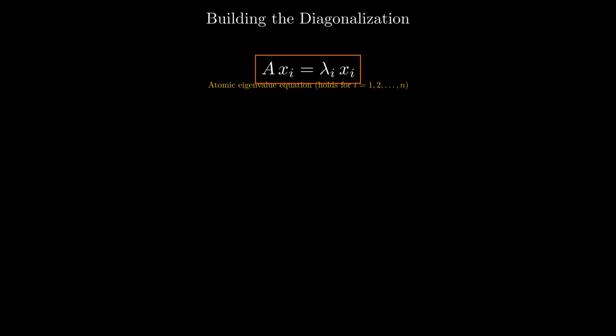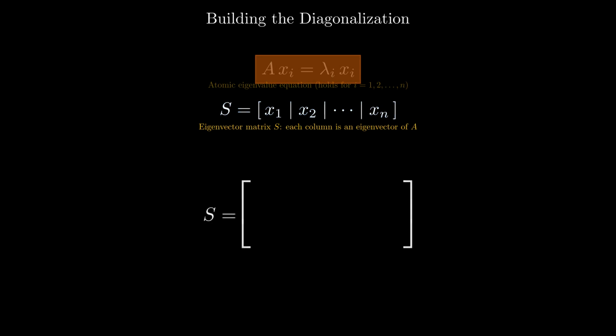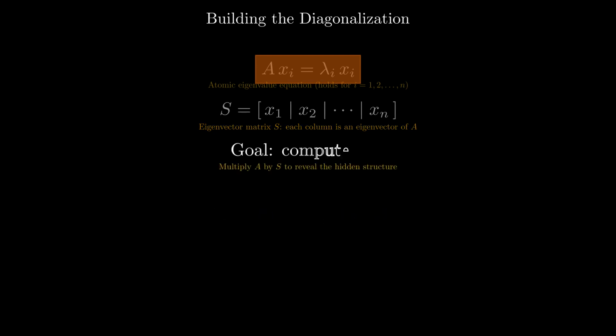A times x sub i equals lambda sub i times x sub i. This holds for every eigenpair of the matrix A. Now we define S, the eigenvector matrix. Its columns are the eigenvectors x sub 1, x sub 2, all the way through x sub n lined up side by side. This single matrix S bundles every eigenvector of A into one object. Our goal is to feed S into A and see what structure falls out.